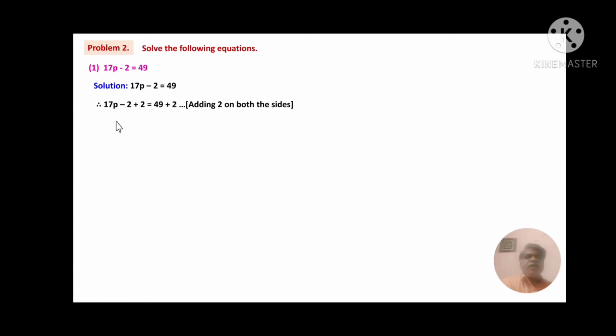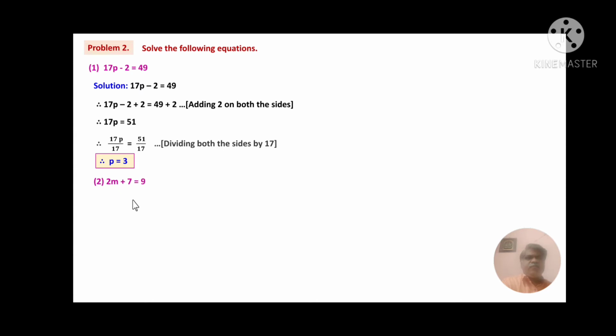So the equation will become now 17p minus 2 plus 2 is equal to 49 plus 2. Here minus 2 plus 2 cancels and what is left is only 17p, which will be 49 plus 2 is 51. Now we have to get rid of 17. So for that we divide both sides by 17. 17p upon 17 will be equal to 51 divided by 17. So 17 cancels and what is left is only p. Here 51 divided by 17 gives you 3. So p is equal to 3 is the solution of the given equation.